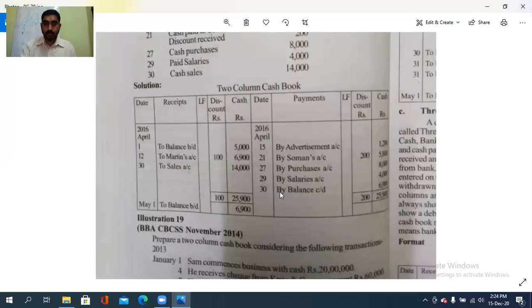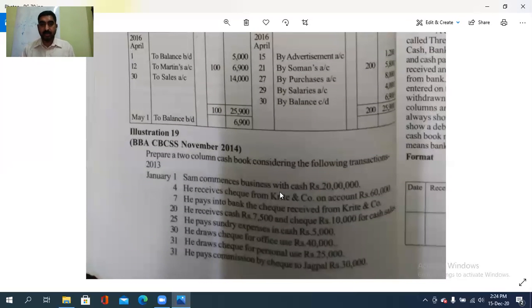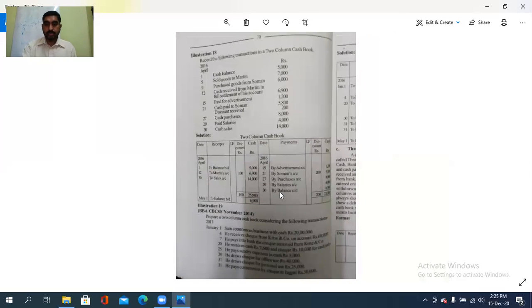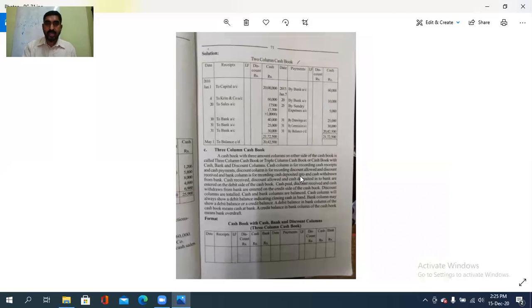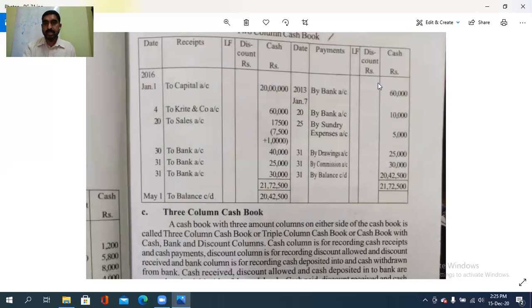Next is he pays into bank the check received from Crichton Company. So what is the entry? Bank account debit to cash, isn't it? So the 60,000 went to the bank and went from cash, isn't it? So 60,000 is deposited in the bank, bank account debit to cash. So this is which book? Cash book. So bank account on the debit side, cash on the credit side by bank. So this is the entry, 60,000. Bank account debit to cash. Cash in the cash book is the same as cash account, so on the credit side, by bank.